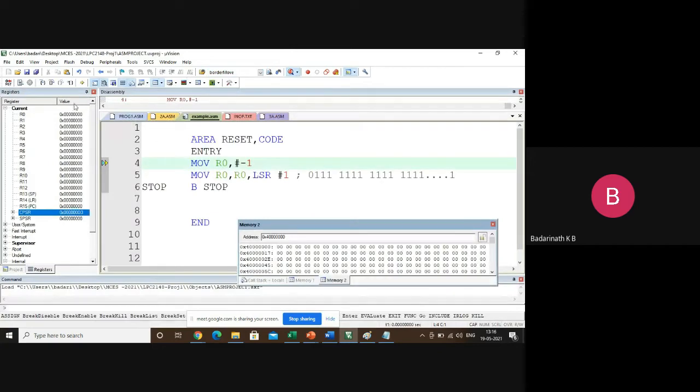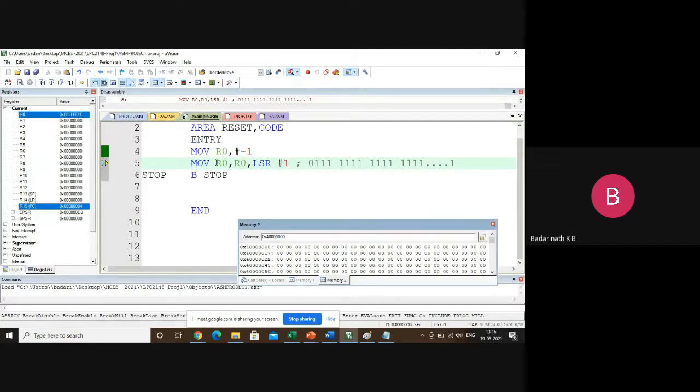Look at the value now. Since I'm using a logical shift right, the vacant bit which is shifted to the right will be filled with a 0. So what is this value? 011 is nothing but 7, so 7FFFFFFF is produced. That means you had a -1, and when you shifted it to the right, you got a positive number. That is not the expected result, because a negative number has to retain its sign. When I'm shifting, my intention is shifting the magnitude, not shifting the sign.